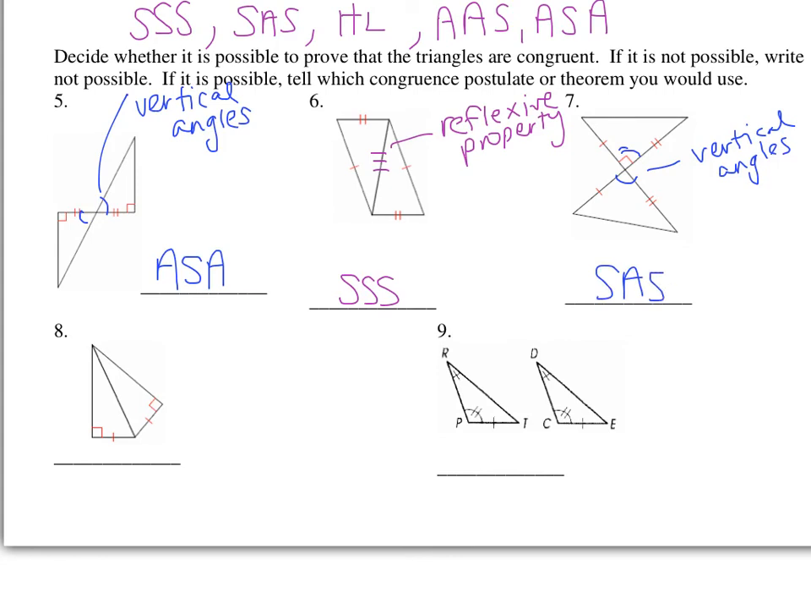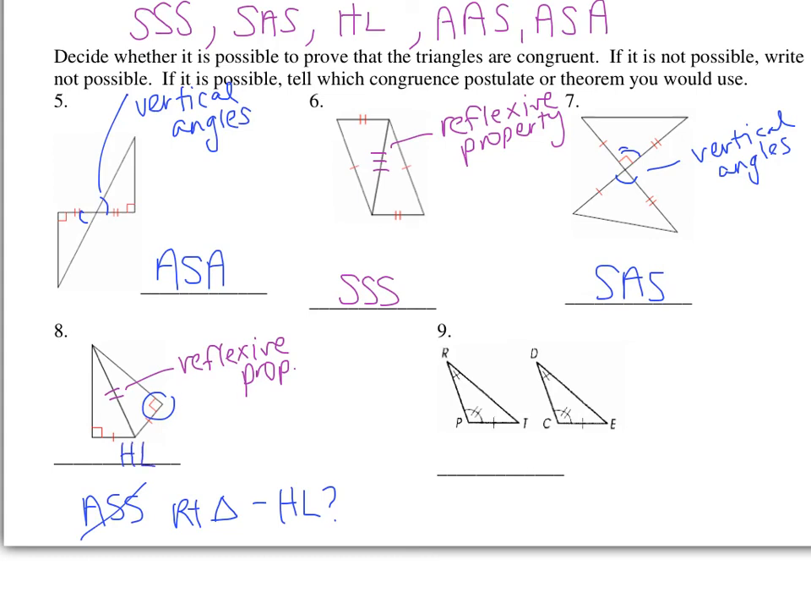All right, for number 8, you can see that they share the side in the middle again, so that's going to be a reflexive property. Then we notice that really we only have angle, side, side. But remember, angle, side, side cannot be used. So we can't use that one, but we do notice that it is a right triangle. And the other option we could use is, do we have HL? So do we have a hypotenuse and a leg? And we do in this one, because the purple part is the hypotenuse, and then the markings in red are my two legs.